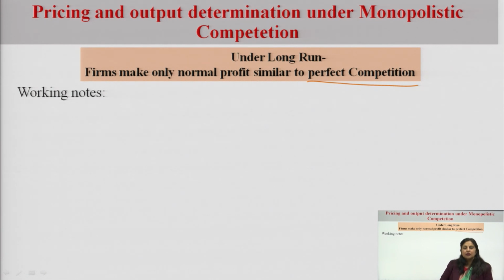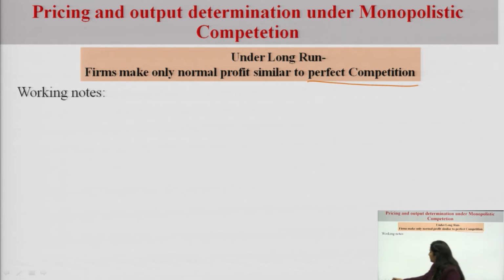How is it similar? Because when there are supernormal profits in the market, as there are no barriers to entry and exit, new players will come into the picture, the supply will reduce, the average revenue will reduce, the profit will convert into losses maybe, and because of the losses, some players will leave the industry, supply will again increase, and there will be equilibrium where average revenue and average cost will be equal and there will be only normal profit. This is what happens in the long run.